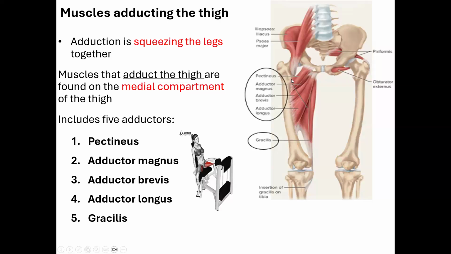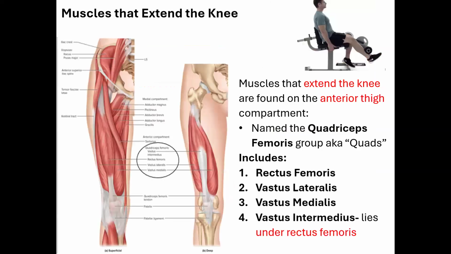So here you can see this is the pectineus, adductor magnus, adductor brevis, longus, and gracilis. You'll see all this in the lab, and you'll be quizzed on it also. So that'll all be in your exam. You'll be seeing all these muscles, so I'm just giving you a heads up now.